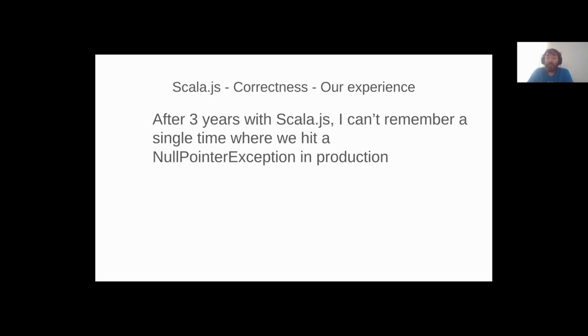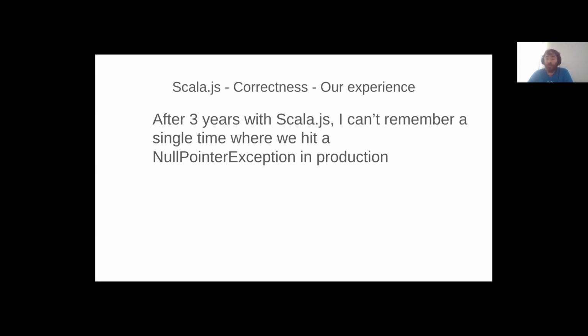And I have an anecdote to share about this that is surprising, because after the 3 years that I had been working with Scala.js, I cannot actually remember a single time where we had hit a null pointer exception in production. And don't get me wrong, I'm not saying this because null pointer exceptions do not exist in Scala.js. They do, but Scala, the most common way to be used, usually avoids using nulls. And if you do that, null pointer exceptions are pretty rare.